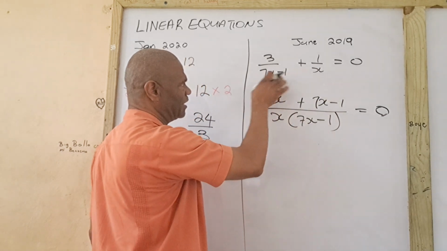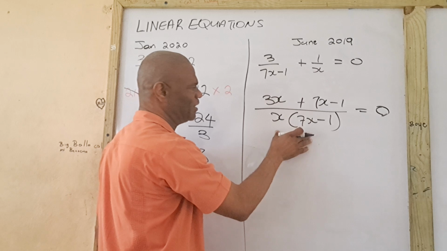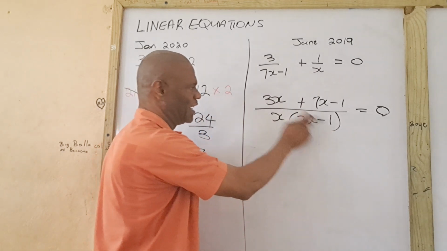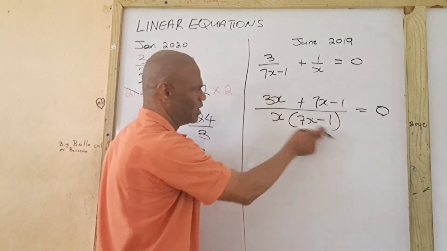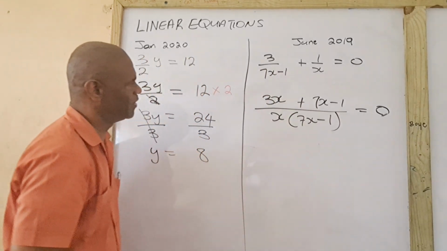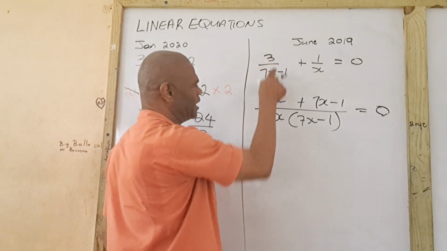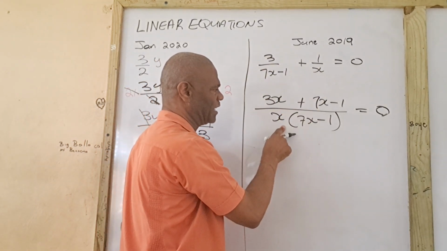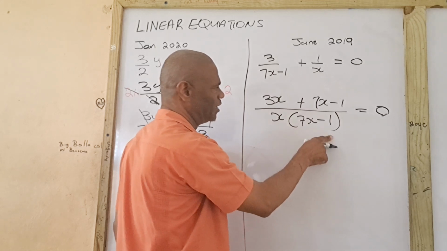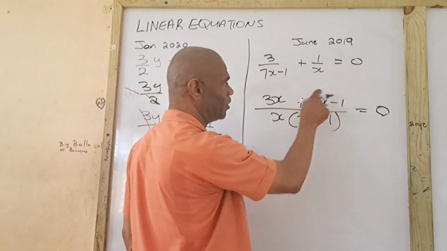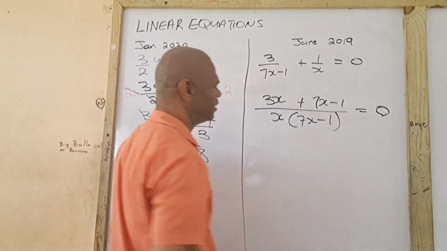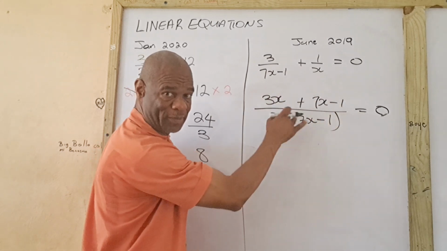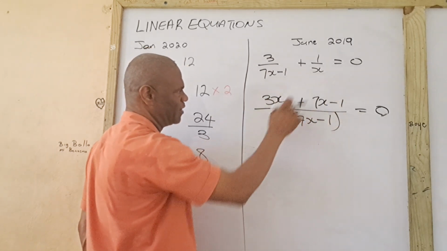Then we are saying 7x minus 1 into x times 7x minus 1 would be x, because the 7x minus 1 cancel right there. And then we are left with x. 3 times x is 3x plus x into x times 7x minus 1 would be 7x minus 1, right? Equal 0. Now, what we can do here is group like terms. So we group like terms here and simplify.